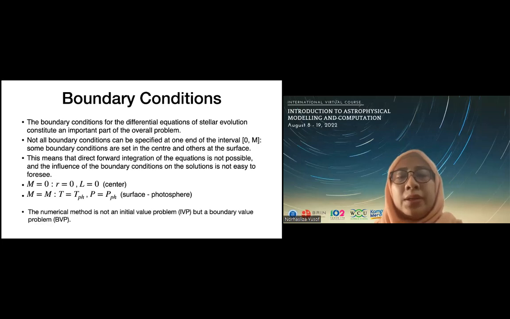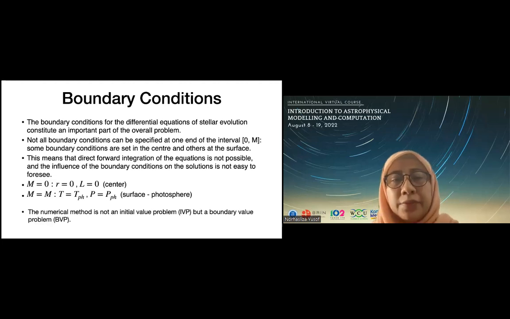So what happens now? We have to set a boundary condition at the particular mass at 0. This is at the center. We have to set the radius to 0 and the luminosity to 0, because at the center there is no brightness or intensity. So we start with radius at 0 and L at 0, and then we can start to integrate.